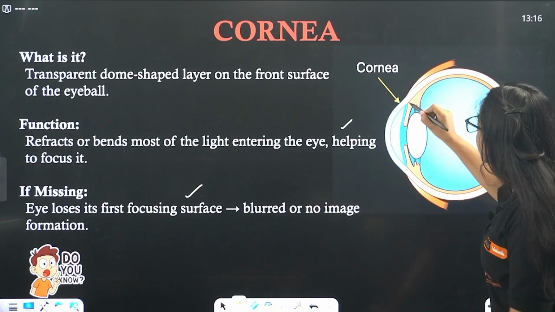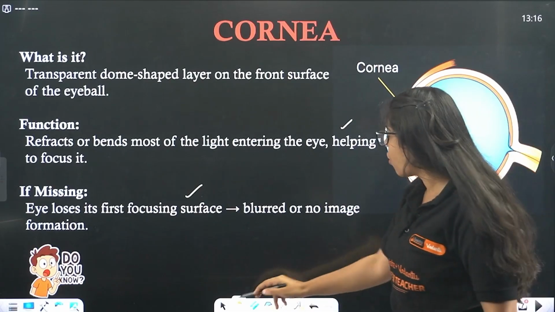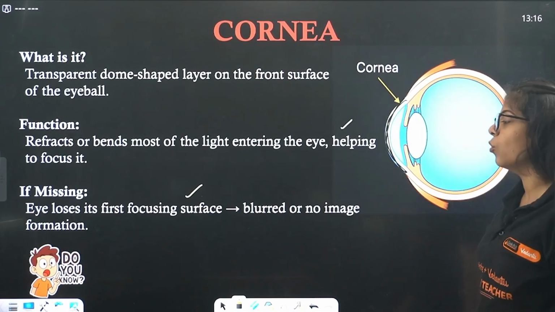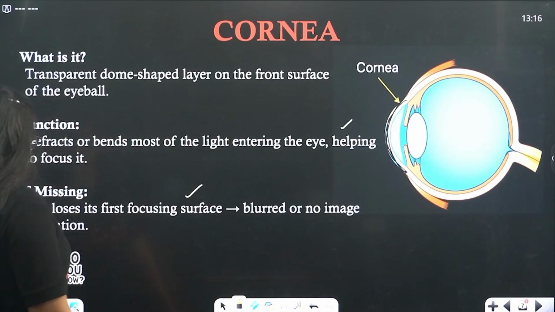Which part? This dome-shaped, outward bulge on the eye is called the cornea. Okay, understood? Great. Moving on to the next part.